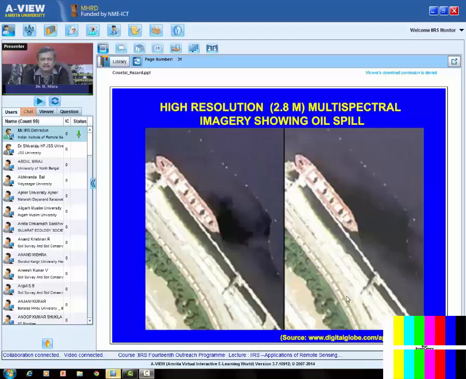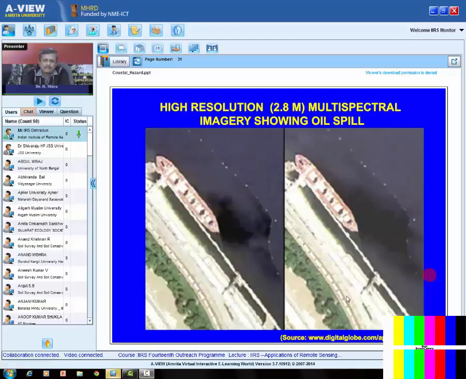This is very clearly visible, because this is high resolution multispectral 2.8 bit resolution satellite data from DigitalGlobe. It has been downloaded. You can see the ship has been anchored, and these are all the oil spill from the ship. The used oil has been dumped near the ship. You can find out the migration of the oil spill.